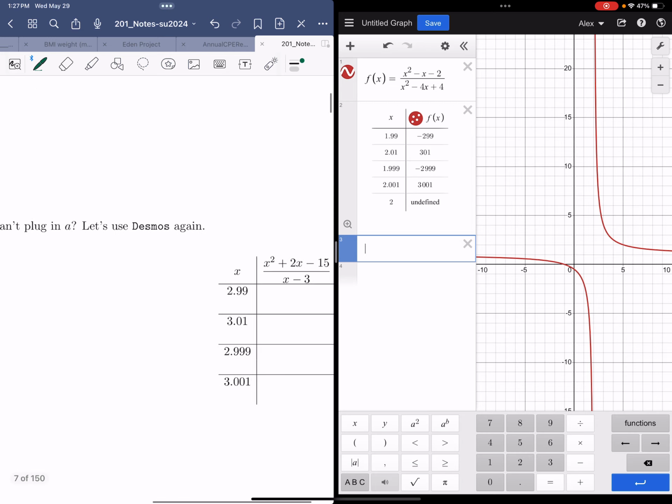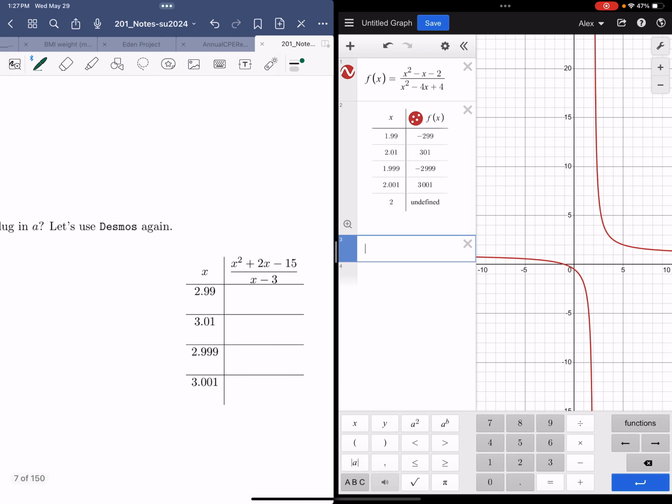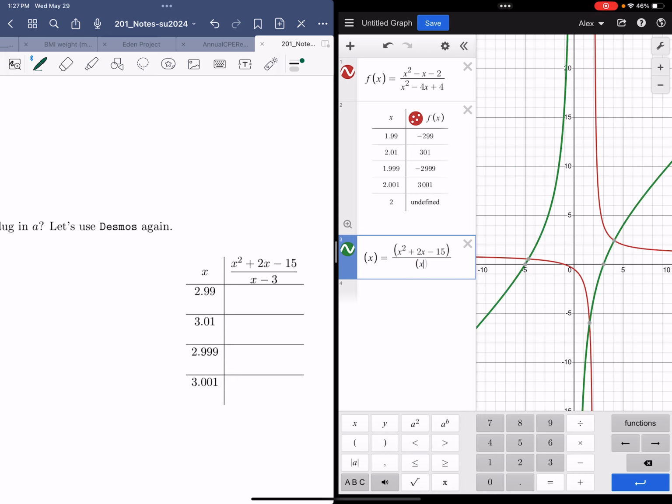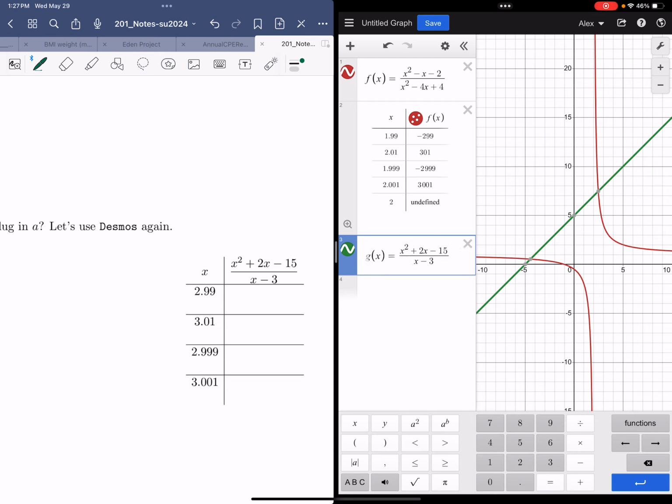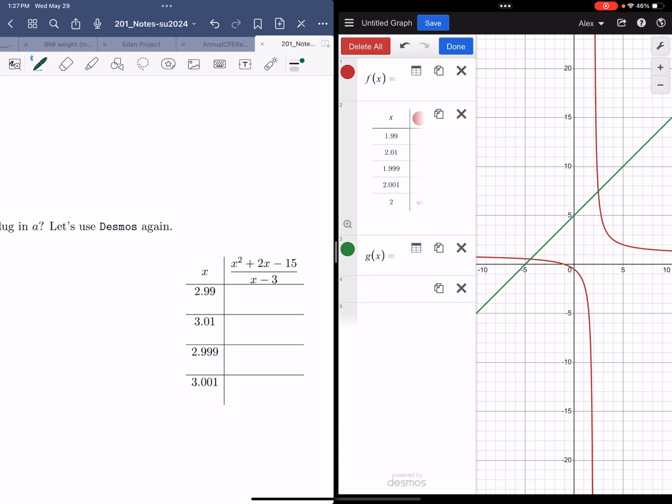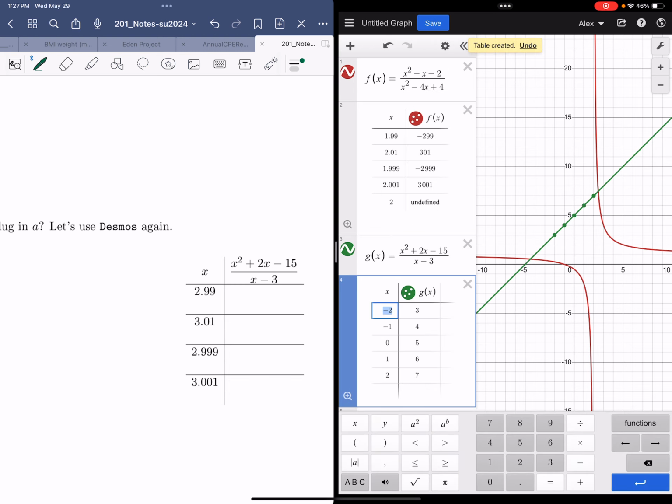Let's take a look at the other function. So let's call this g of x equals x squared plus 2x minus 15 divided by x minus 3. Okay, we do that. And so now again, let's do that nice little trick there. That's so cool.